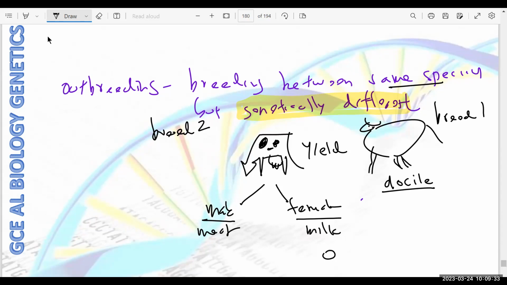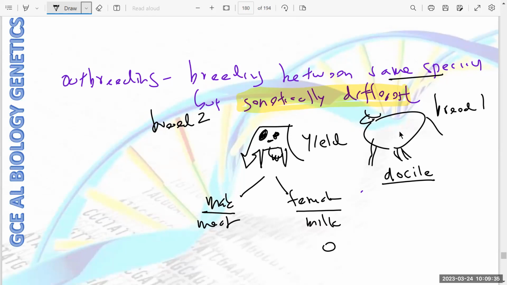So, for example, the Indian Zebu cattle can be bred with Friesian cattle. The Friesian cattle are the ones you can see on Australian farms, the big black and white cows for milking. And this could be one example of outbreeding.